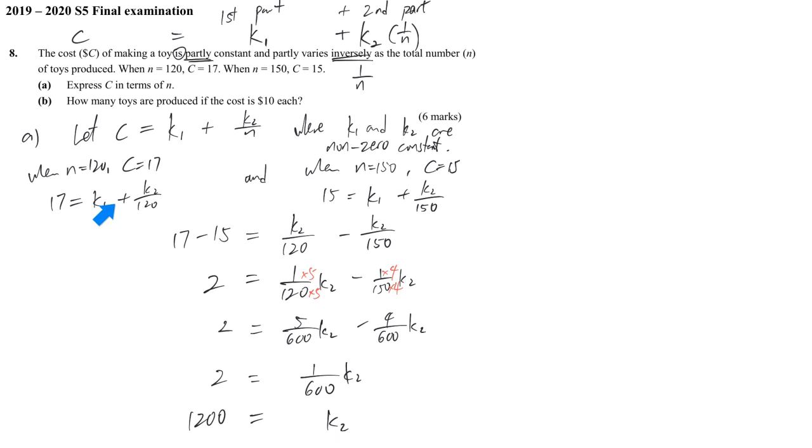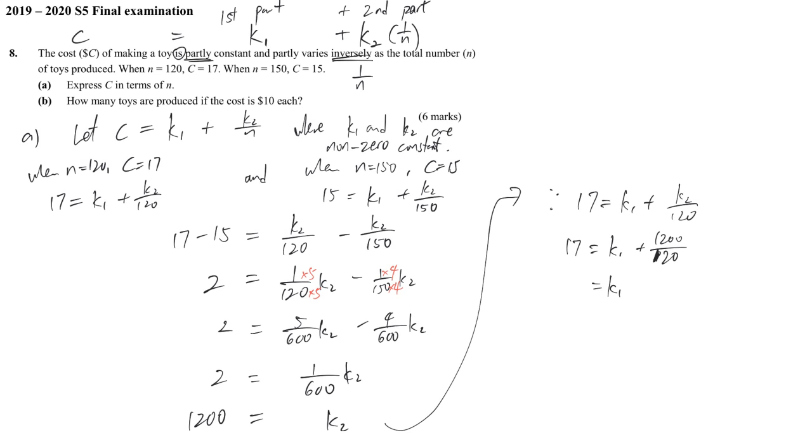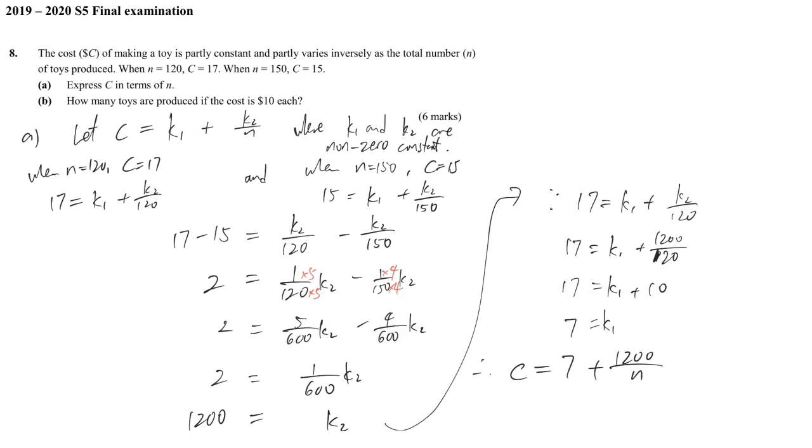After that, it's simple. Just use either one equation here. Since we know that 17 is equal to k1 plus k2 divided by 120, update the information: 17 equals k1 plus 1200 divided by 120. So k1 is equal to 7. And our target is to express c in terms of n. That means we need the function like this. C is equal to k1, which we already know is 7, plus k2, which is 1200, divided by n. That's the answer of part A.